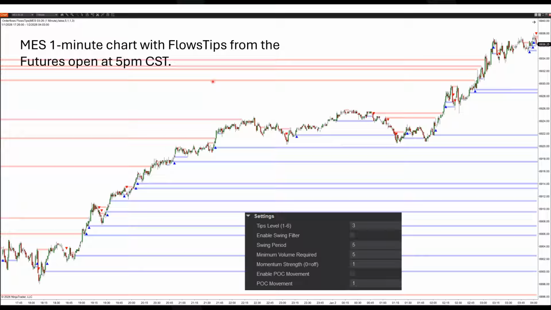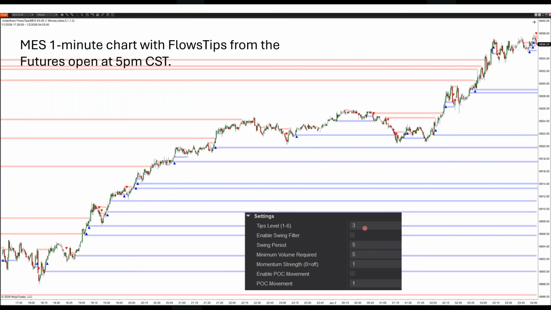I mean, it gives you some little bearish signals here. But maybe you get stopped out at a small loss, but then it gets you right back in to catch the major moves up, right? Tips level 3, that's the average tips level. I like a little bit of momentum strength. That's why I set it at 1.